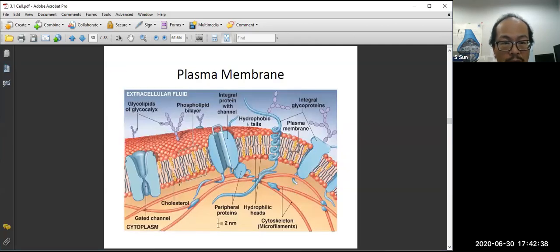So here is what we just talked about. For example, here is the lipid, and here is the carbohydrate that binds to the lipid. Then this one is called glycolipid. If this is the protein, and glucose or carbohydrate binds to it, then this one is called glycoprotein, right here.